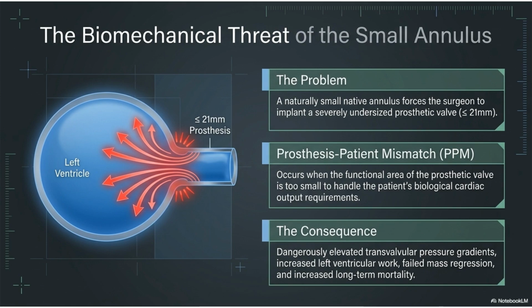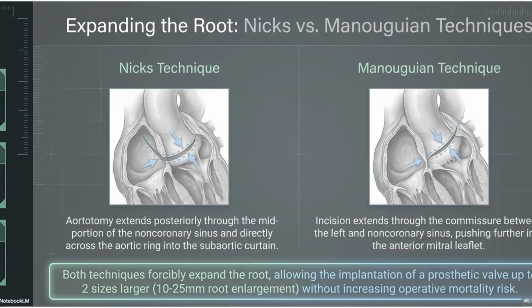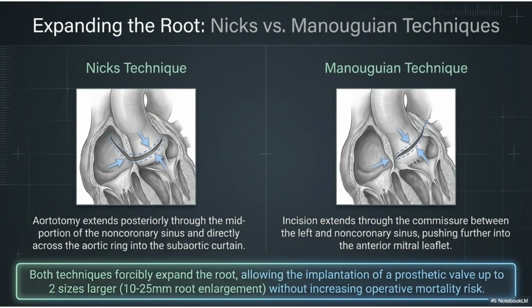This results in dangerously elevated transvalvular pressure gradients and increased long-term mortality. Root enlargement techniques like Nix and Manoogian forcibly expand the root, allowing for the implantation of a prosthetic valve up to 2 sizes larger. This can be done without increasing operative mortality risk.